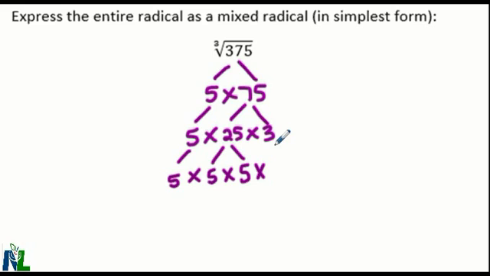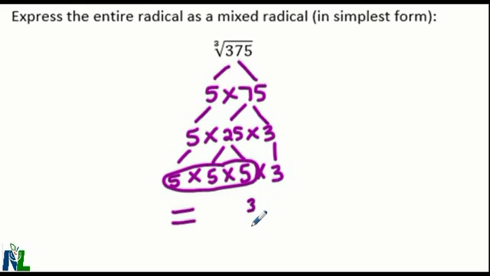Now, when you look, you'll notice that because we've got an index of 3 right here, I am looking for a triple, a number that could be rewritten as a cube. So when I rewrite my mixed radical, I have to make sure that I still keep my index of 3. So I've got a triplet right here, a triple of 5s. That goes on the outside of my radicand, and the number which remains gets written inside my radicand.